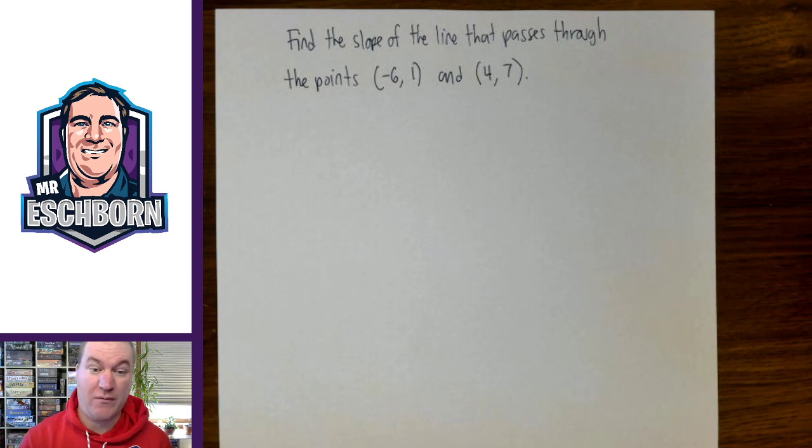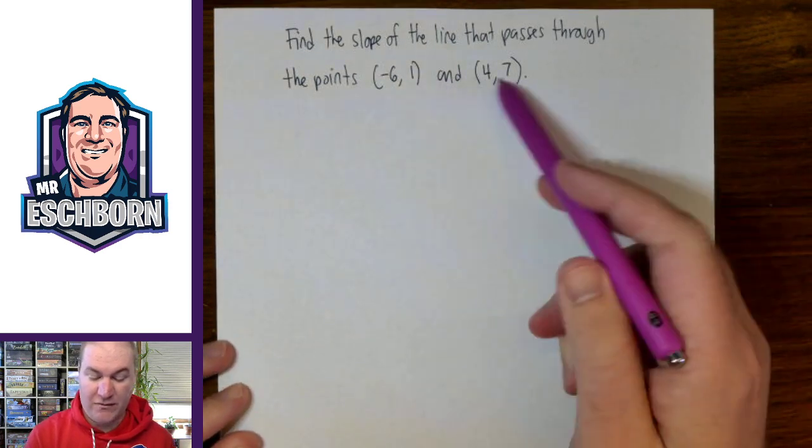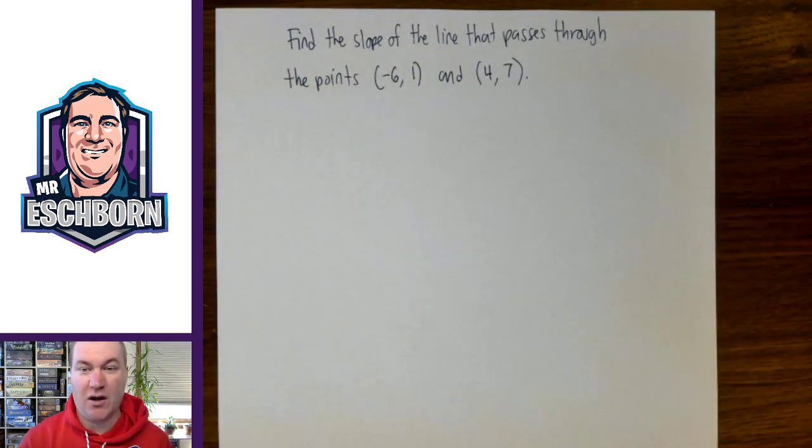So up to this point, we've been finding the slope of a line that's graphed on a coordinate plane. But you don't need a coordinate plane or a graph to find the slope of the line. I've given you 2 points, which is all you need to have to find slope.